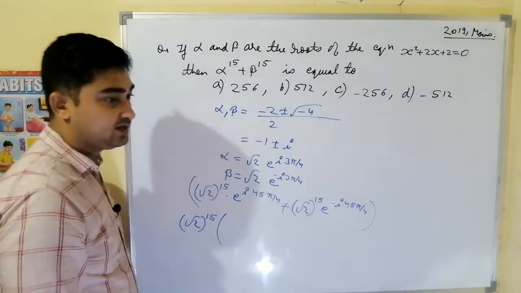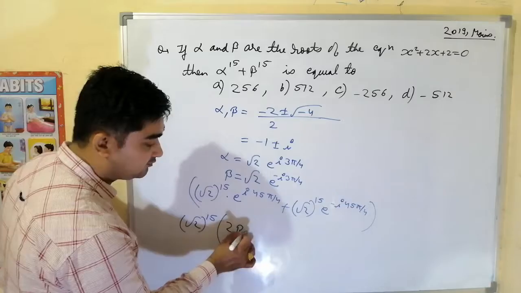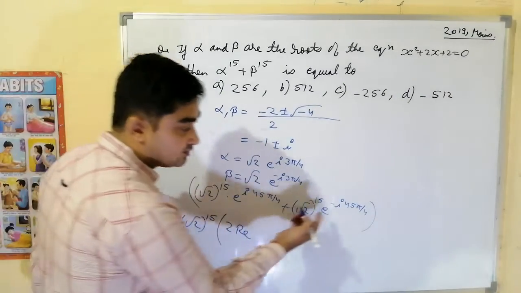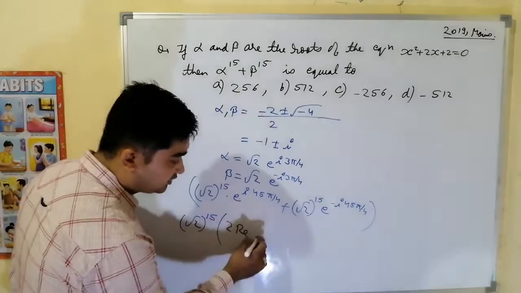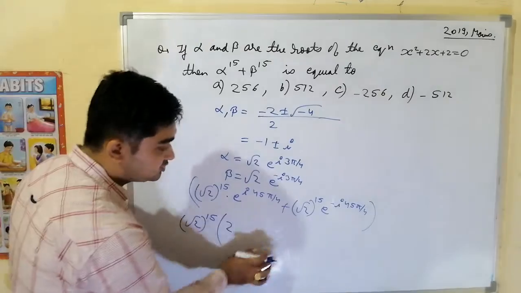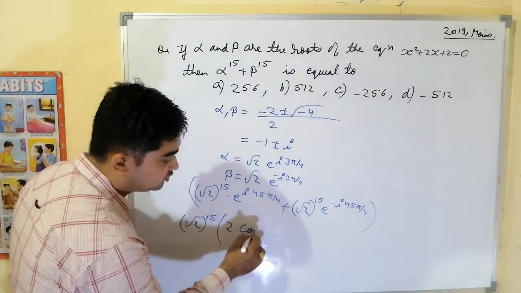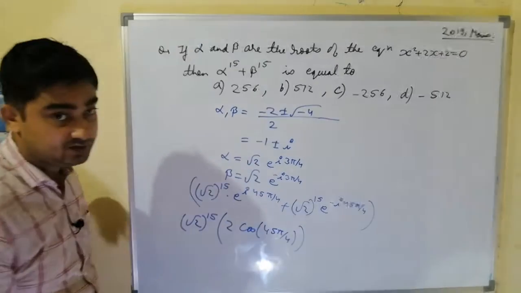Whenever two complex numbers which are conjugate of each other are added, the answer is twice the real part of any one, because the real part of both is the same. What is the real part? Cos theta. Real part is cos theta. So twice the real part, which is cos 45 pi by 4. So this is the answer.